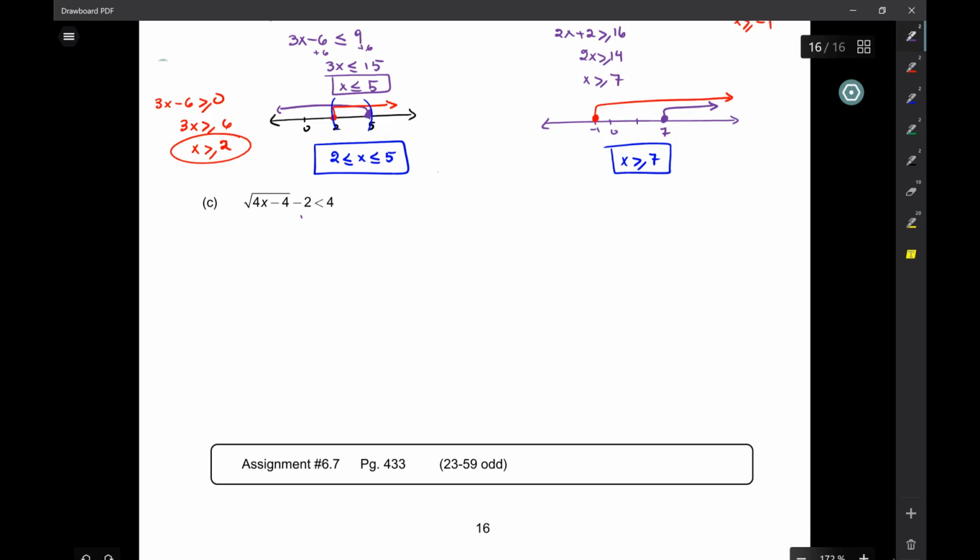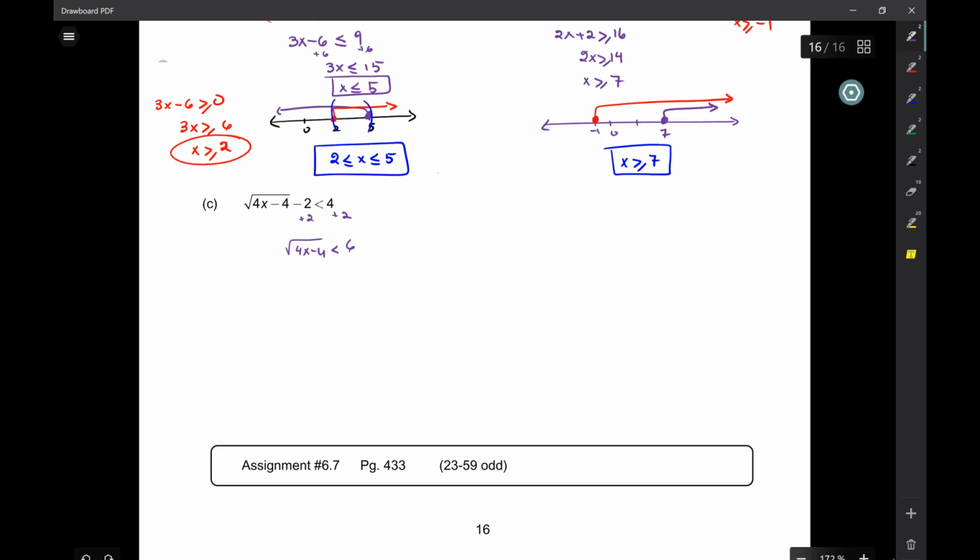Okay, this one. I'm going to add 2. So the square root is less than 6. Square both sides. 4x minus 4 is less than 36. 4x is less than 40. X is less than 10.